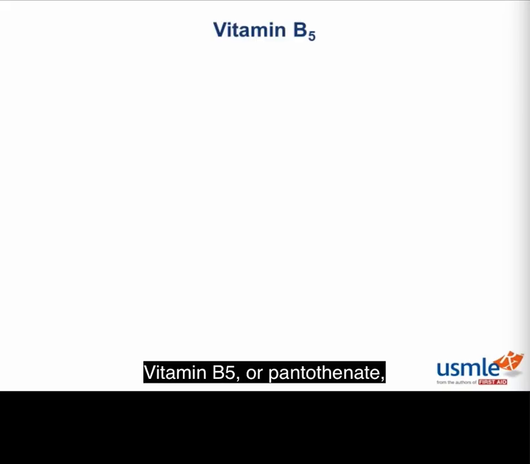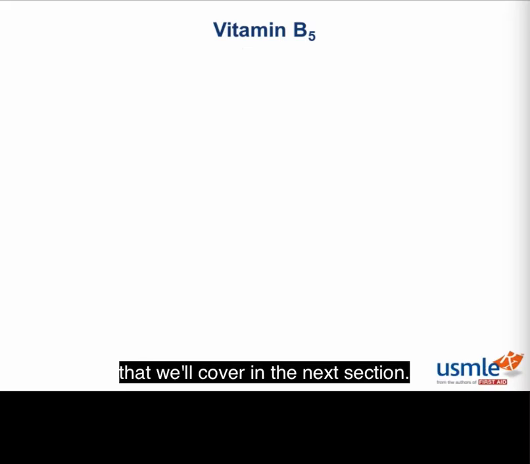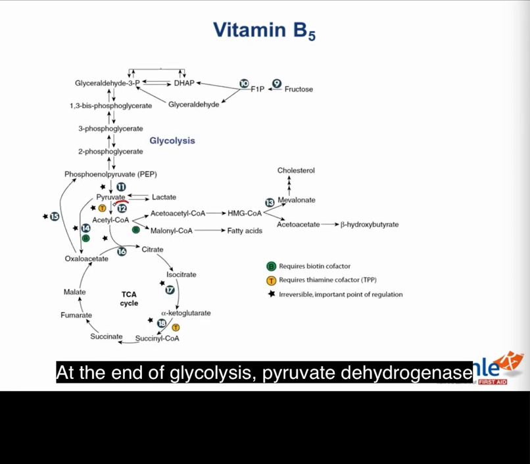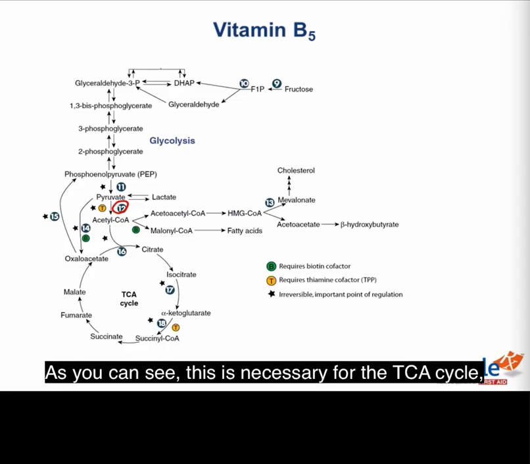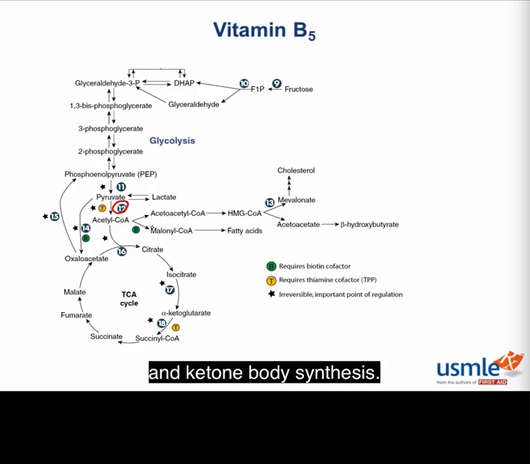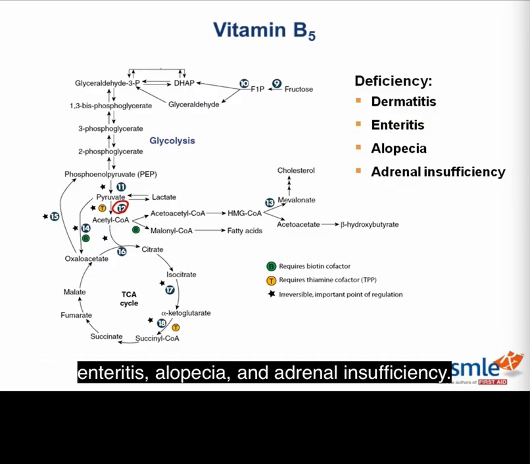Vitamin B5, or pantothenate, is used to make coenzyme A, which is a cofactor for a lot of the metabolic reactions that we'll cover in the next section. At the end of glycolysis, pyruvate dehydrogenase can make acetyl coenzyme A from pyruvate and coenzyme A. As you can see, this is necessary for the TCA cycle, fatty acid synthesis, and cholesterol and ketone body synthesis. B5 deficiency is pretty rare, but it can cause dermatitis, enteritis, alopecia, and adrenal insufficiency.